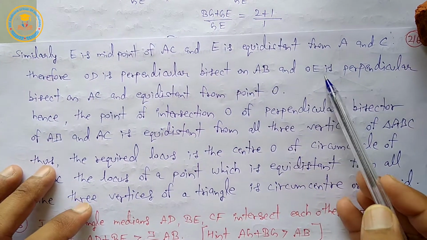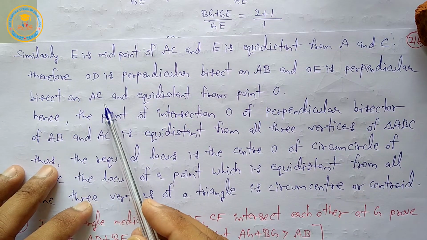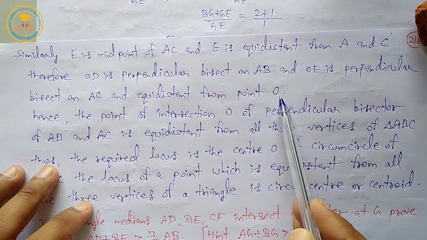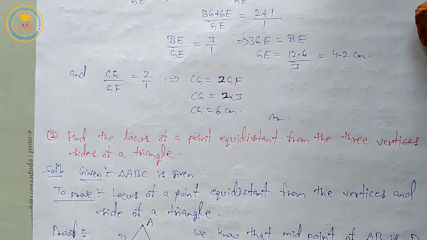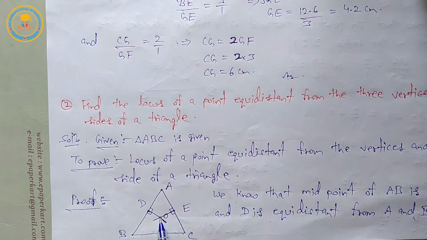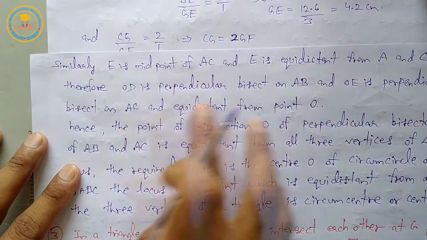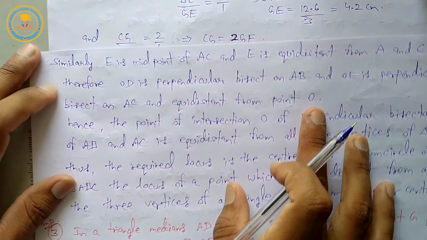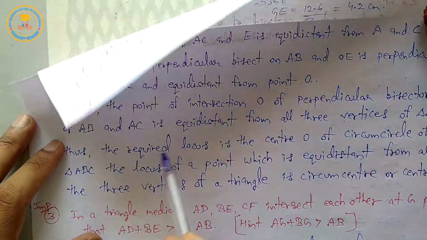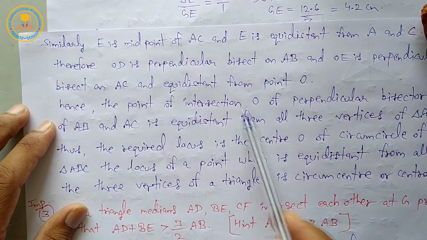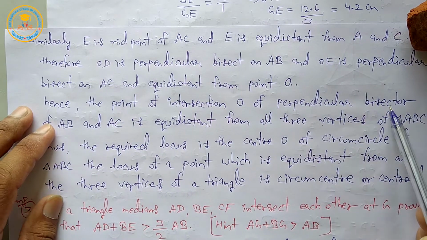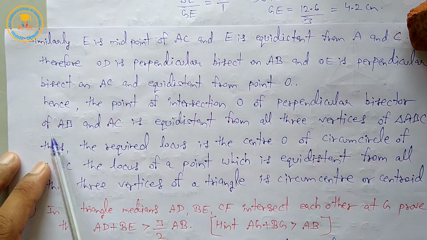Hence, the point of intersection O of the perpendicular bisectors of AB and AC is equidistant from all three vertices of triangle ABC. It means the fixed point O is equidistant from A, B and C. Thus, the required locus is the center O of the circumcircle of triangle ABC. The locus of a point equidistant from all three vertices of a triangle is the circumcenter.